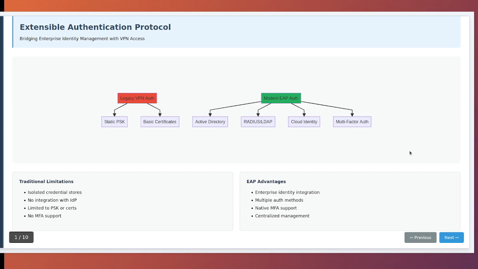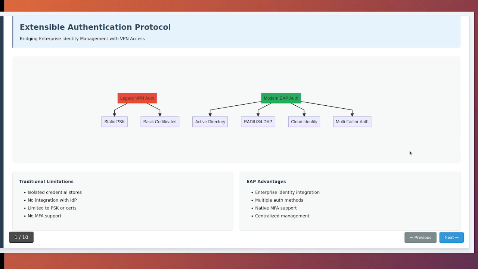Today, we're exploring one of the most powerful features of IKEv2, the Extensible Authentication Protocol, or EAP. If you've been struggling with VPN authentication, wondering how to integrate with your existing identity infrastructure, or looking for ways to implement multi-factor authentication, this presentation is for you. EAP in IKEv2 is a game-changer for enterprise VPN deployments.